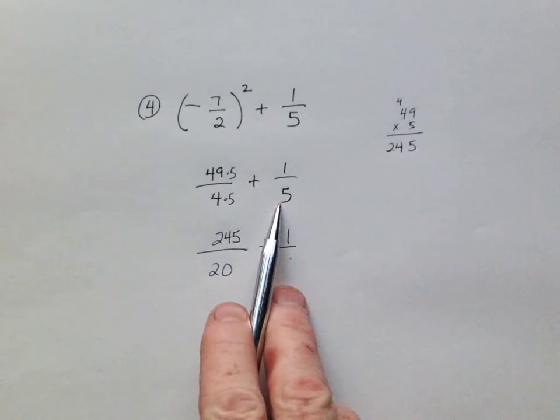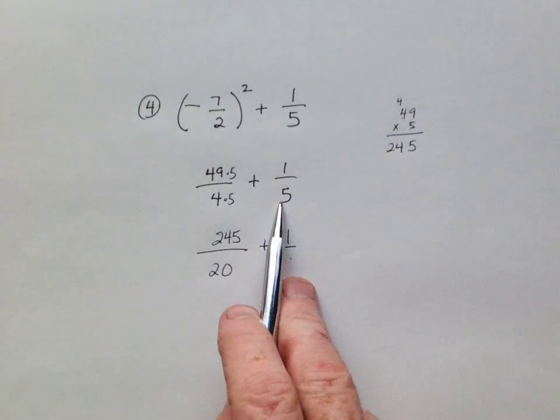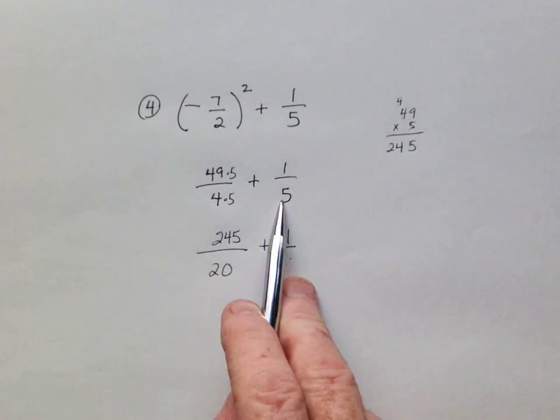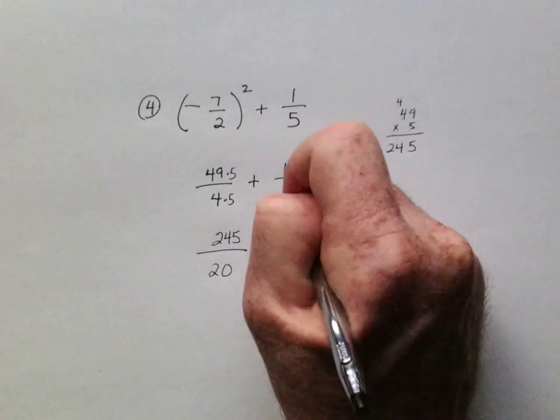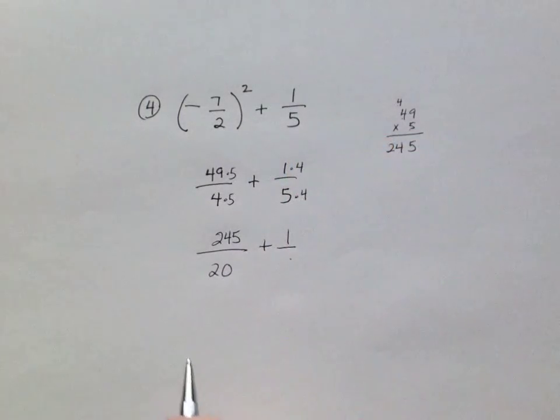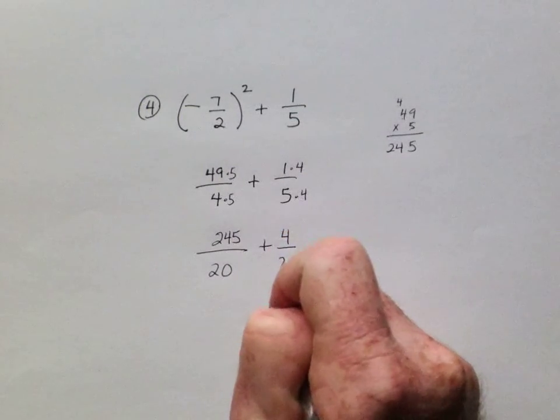oh, I forgot to change this one. I was so busy with my work over here. This one I need to change to be a 20 also. So I'll need to multiply this by 4. But if you do that to the denominator, you have to do it to the top also. So this would be a 4 on top and a 20 on the bottom.